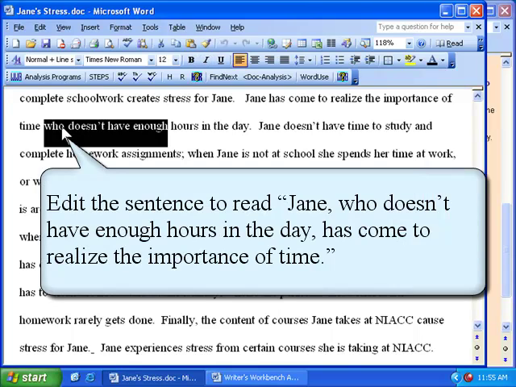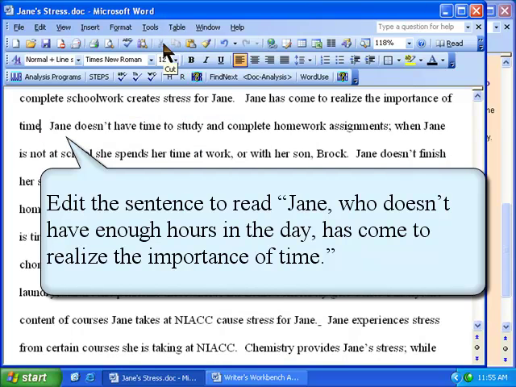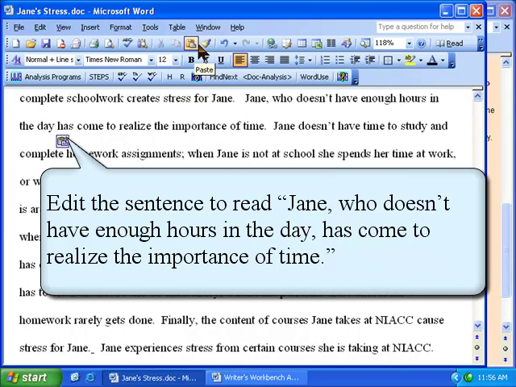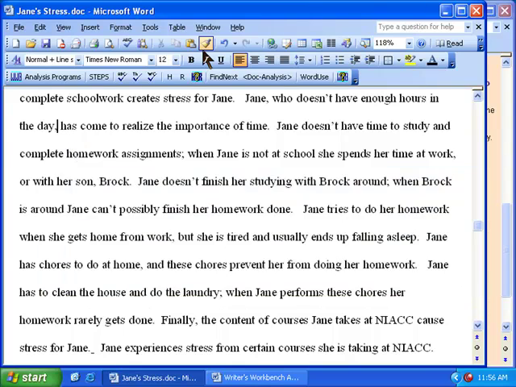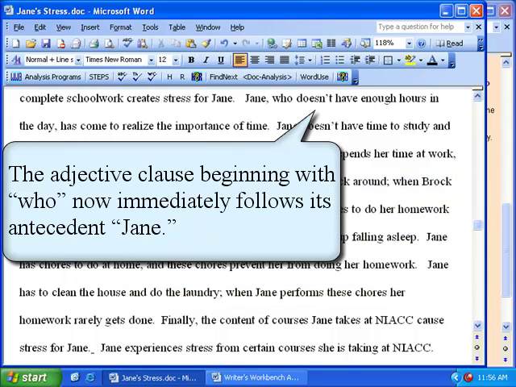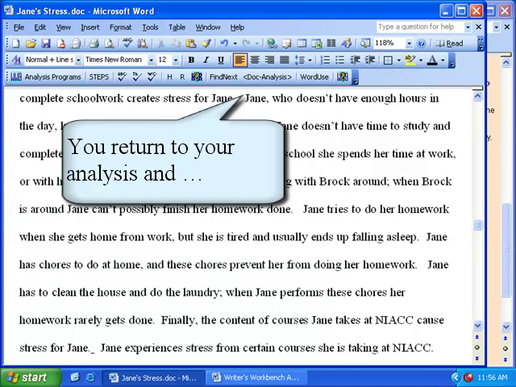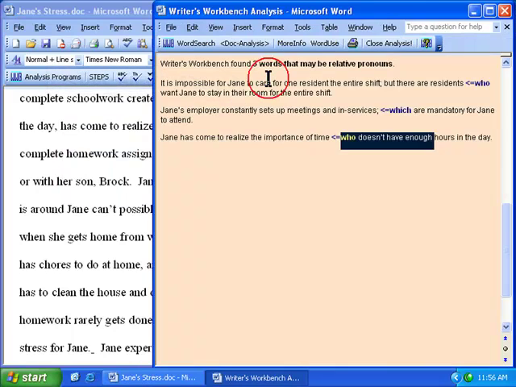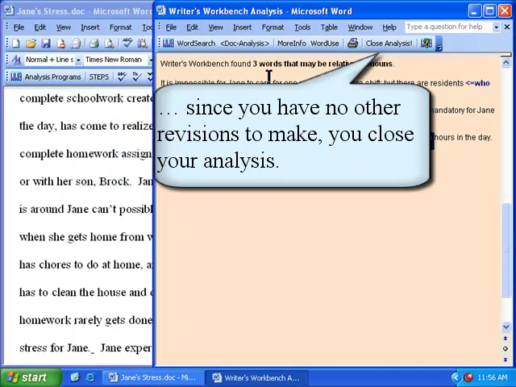Edit the sentence to read, Jane, who doesn't have enough hours in the day, has come to realize the importance of time. The adjective clause beginning with who now immediately follows its antecedent, Jane. You return to your analysis and, since you have no other revisions to make, you close your analysis.